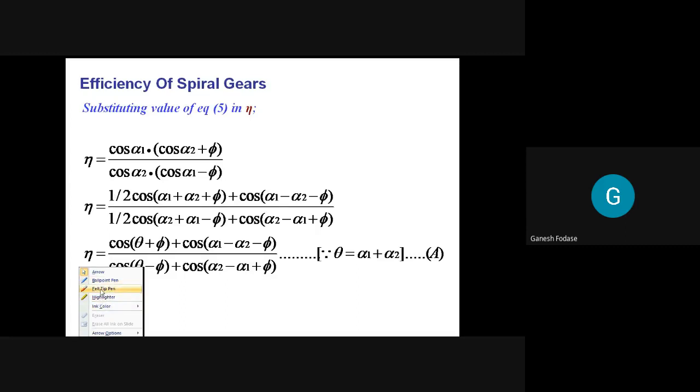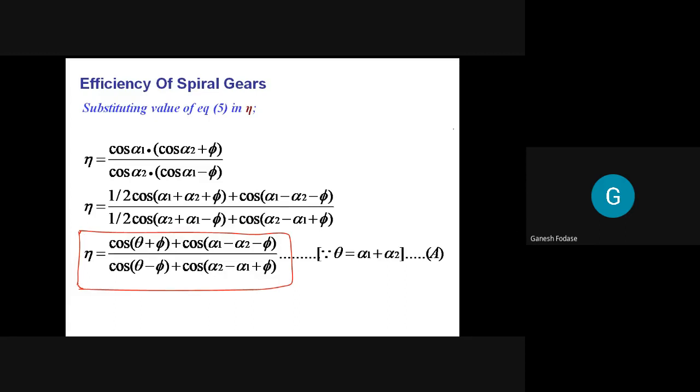Further, this is an important equation. By putting alpha 1 and alpha 2 in terms of theta, efficiency is equal to cos of theta plus phi plus cos of alpha 1 minus alpha 2 minus phi upon the same term. Only difference is plus minus. So likewise, we can derive expression for efficiency by using force equations, that is tangential force, work output, work input.